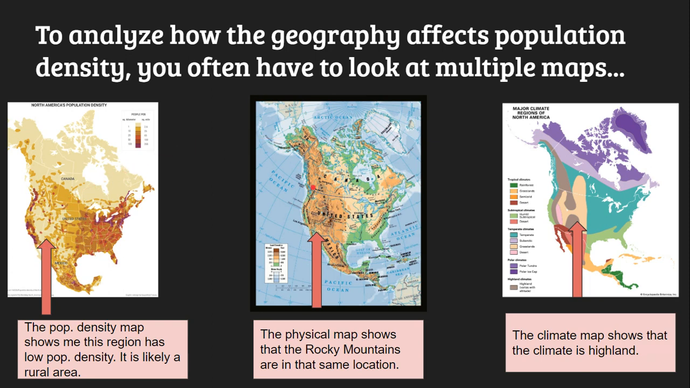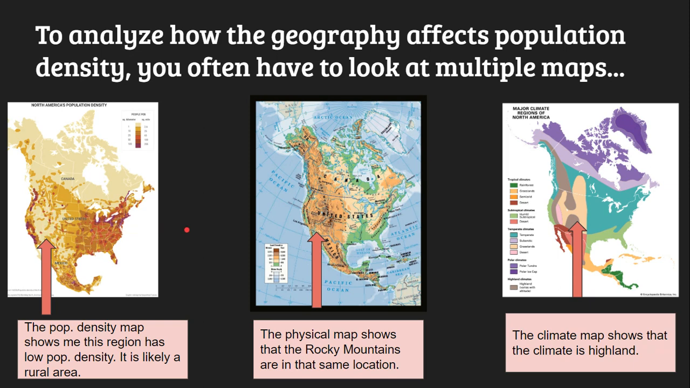So the Rocky Mountains have high elevation. The climate is highland. That means it's going to be cold there. And remember, mountains are not really suitable for a lot of people's habitation. There are not enough resources in the mountains. Mountains are rocks. It's going to be hard to build cities there, and it's going to be difficult to sustain a large population. So by looking at these three maps, we're now able to answer the question: why in this area on this map are there not a lot of people?